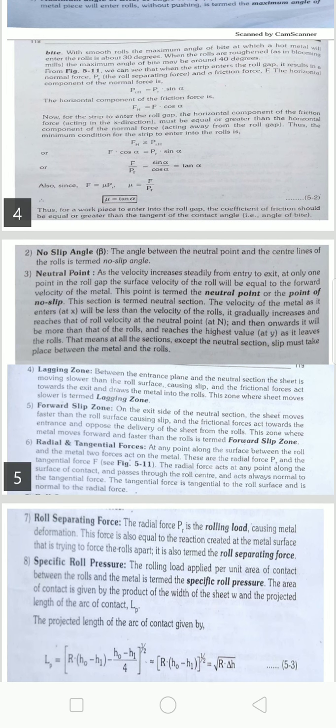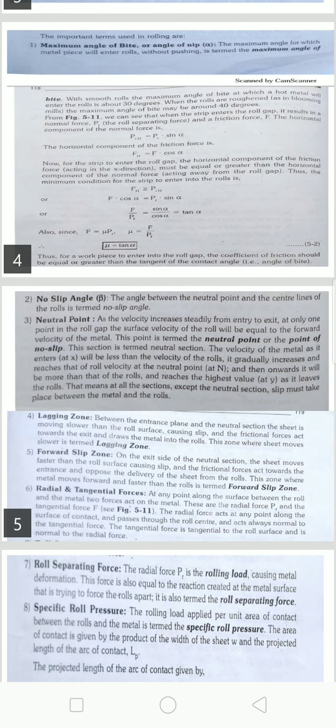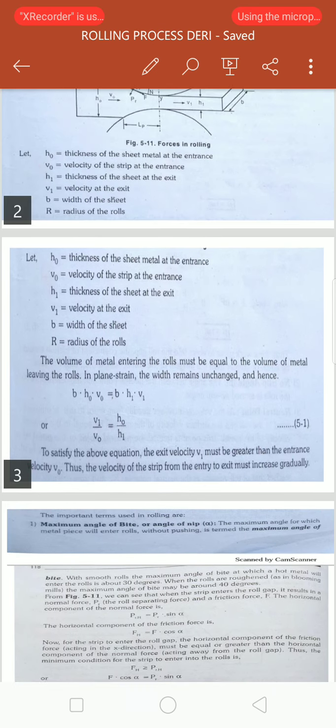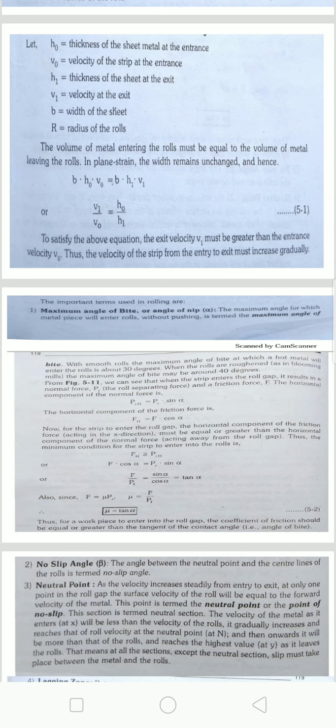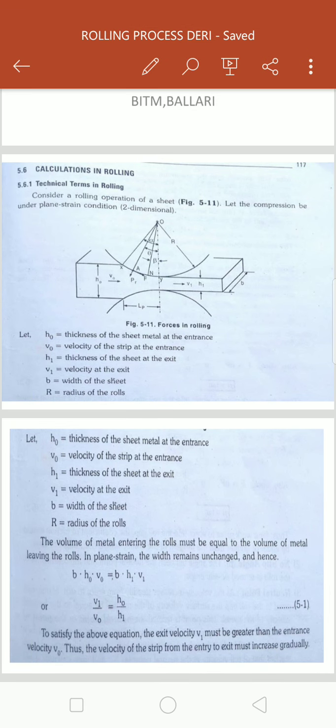Then coming to the second angle, that is the no slip angle, it is denoted as beta and clearly mentioned in the figure. The angle between the neutral point and the center lines of the rolls is termed as the no slip angle.